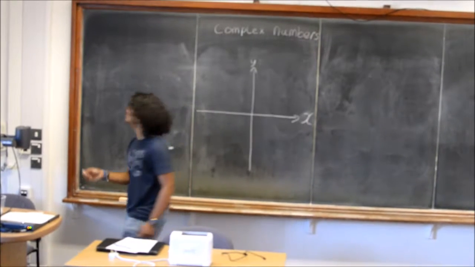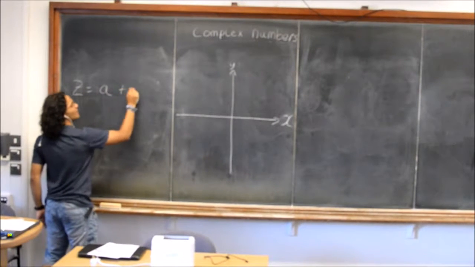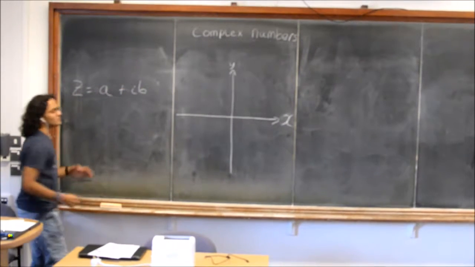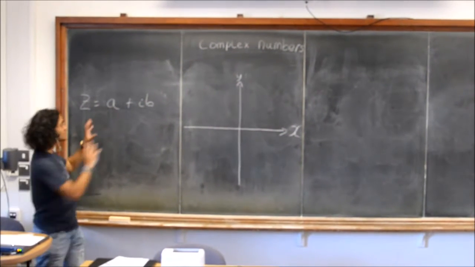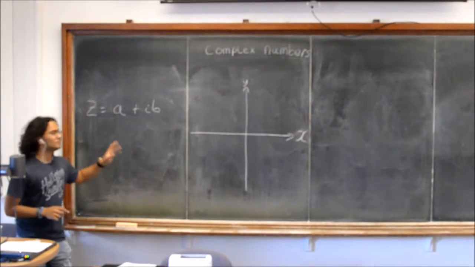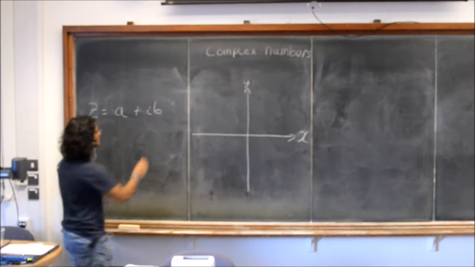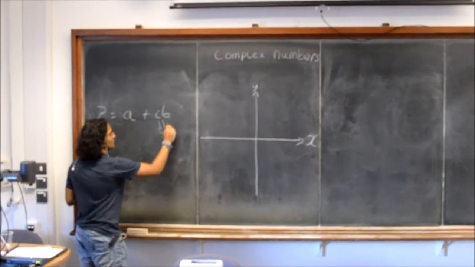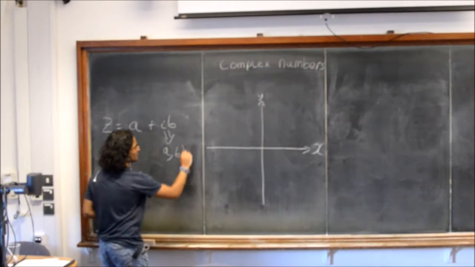Okay, so a complex number can usually be defined as having a real part and an imaginary part. Now, something you really need to take note of is that these two numbers cannot be mixed. This is the simplest form that it can be in. These are like apples and oranges. They don't mix.